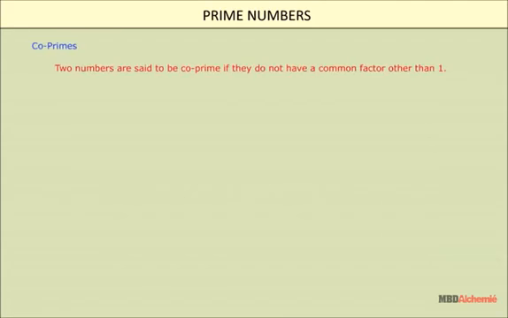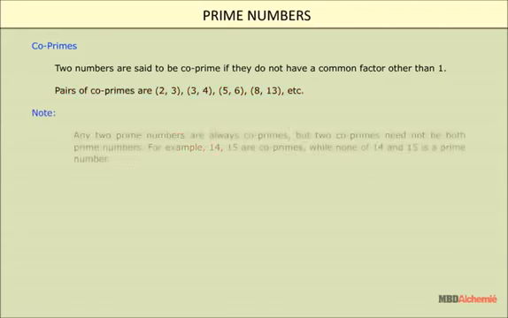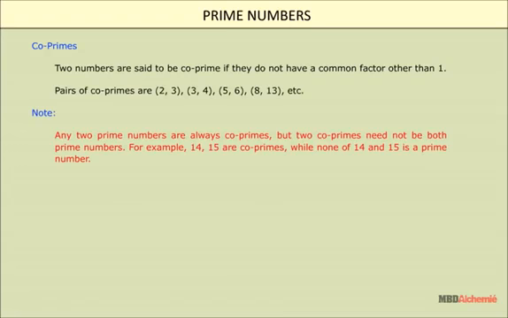Coprimes. Two numbers are said to be coprime if they do not have a common factor other than 1. Pairs of coprimes are 2 and 3, 3 and 4, 5 and 6, 8 and 13, etc. Note: any two prime numbers are always coprimes, but two coprimes need not be both prime numbers. For example, 14 and 15 are coprimes, while neither 14 nor 15 is a prime number.